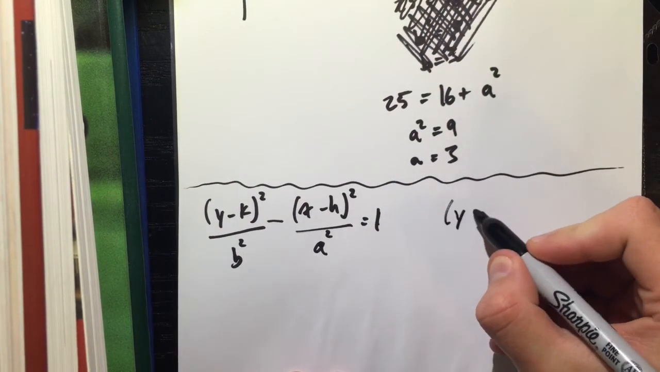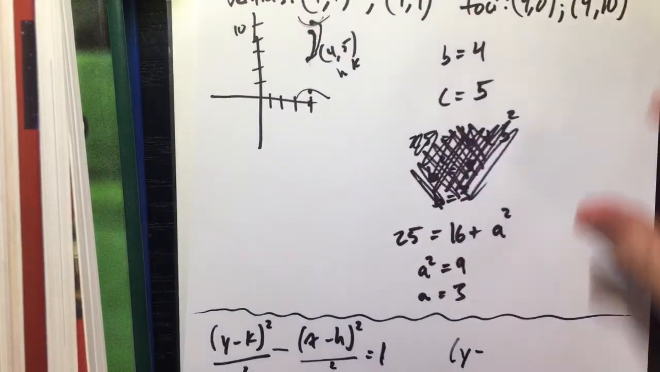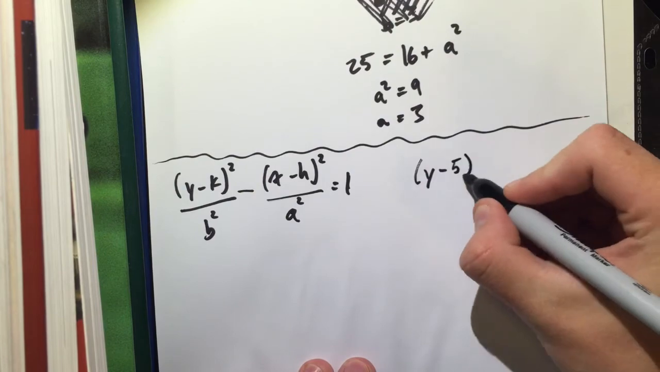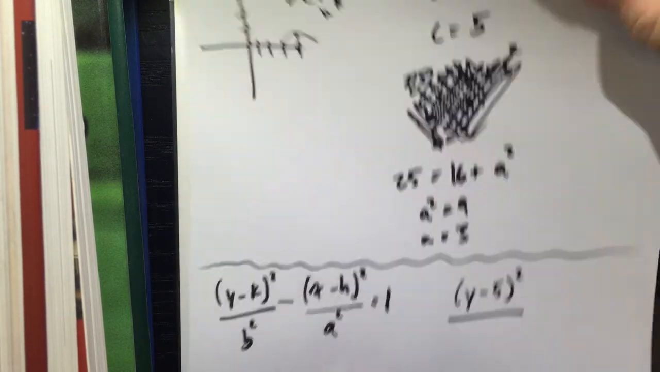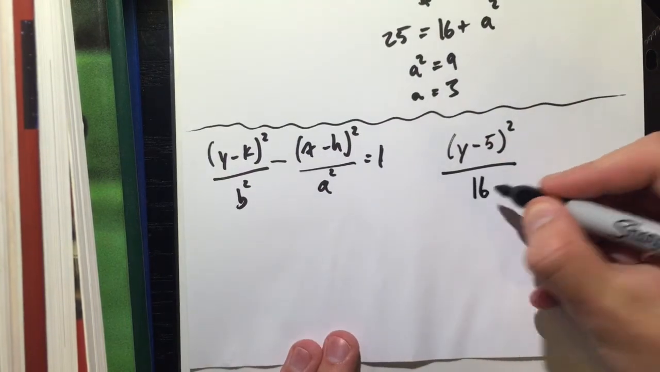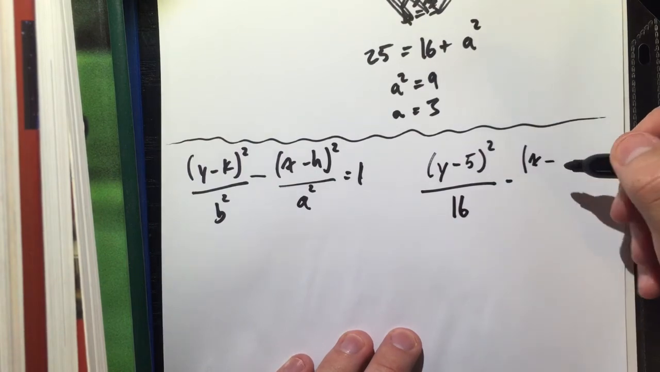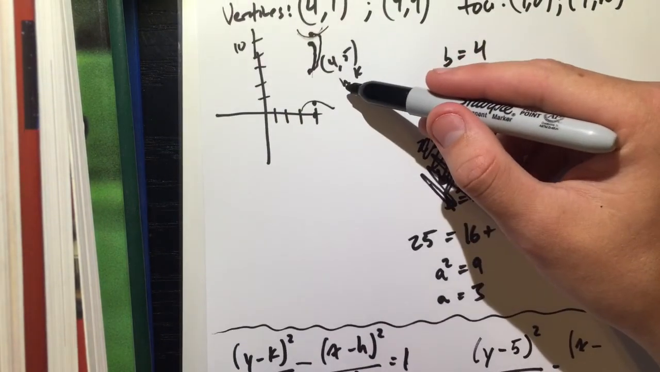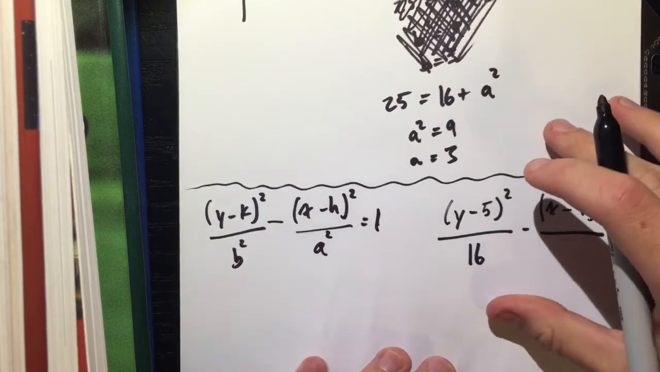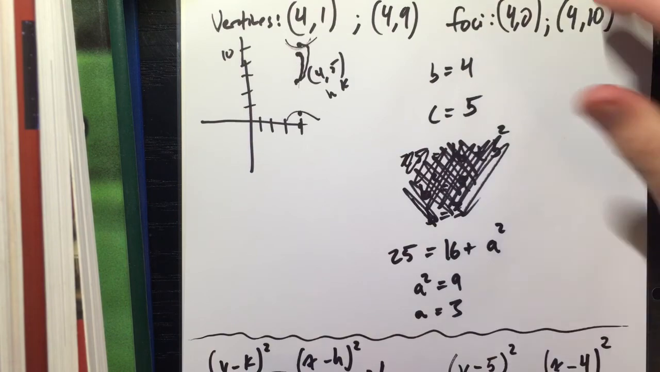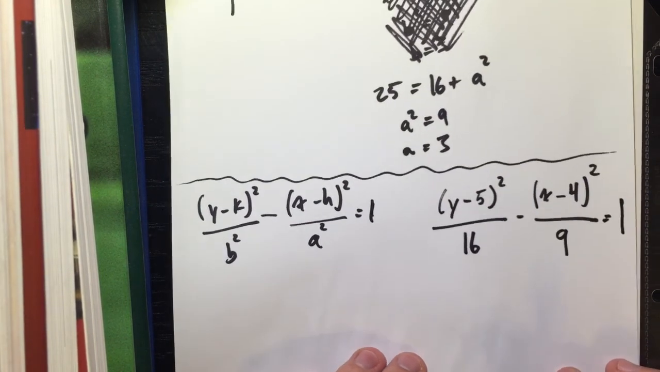So we know what the equation is going to look like, so now we just plug in all the numbers, and we get y minus k. So the center was 4, 5, so that's h and that's k. So k is 5, so (y minus 5) squared over b squared, and b is 4, so that's going to be over 16, minus, and then the x squared part, so we get (x minus h), and h is 4, so (x minus 4) squared over a squared, and we solved and found out that a is 3, so a squared is 9, and that equals 1, and then that's your equation.